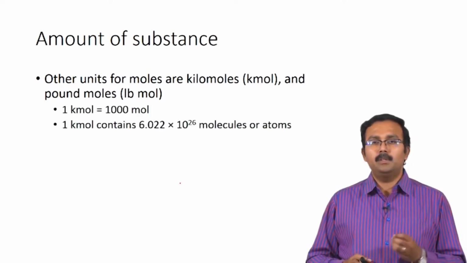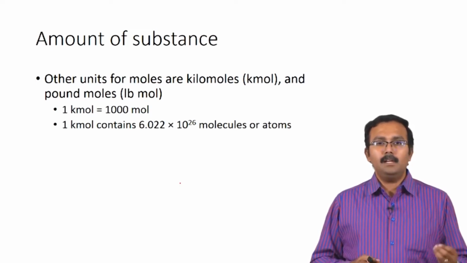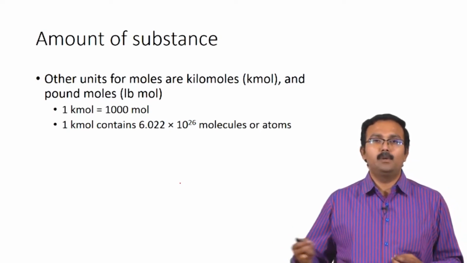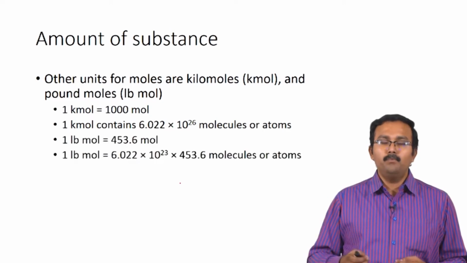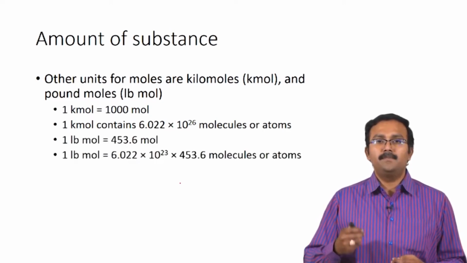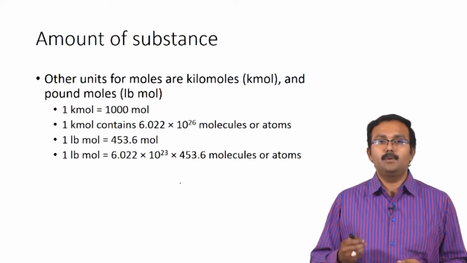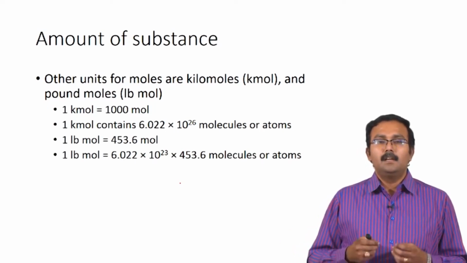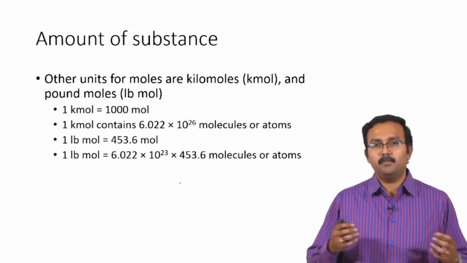1 kilomole is equal to 1000 moles. This is something everybody remembers and understands because it is a simple conversion. 1 kilomole would then contain 6.022 times 10 power 26 molecules or atoms. This is based on Avogadro's number again. Similarly, 1 pound mole would be 453.6 moles. Thereby, 1 pound mole would contain 6.022 times 10 power 23 times 453.6 molecules or atoms. Knowing this is crucial for understanding the American engineering system and understanding the concept of pound moles.